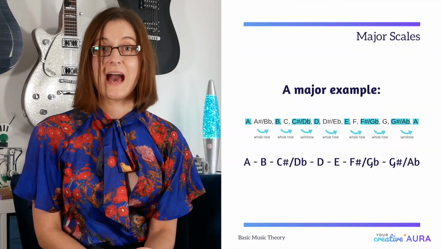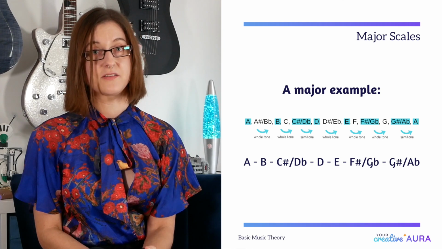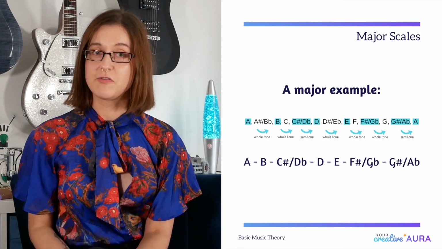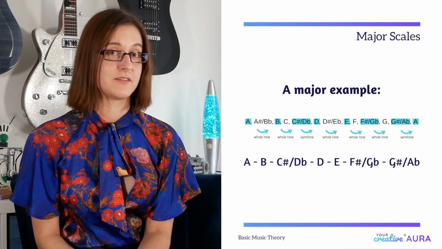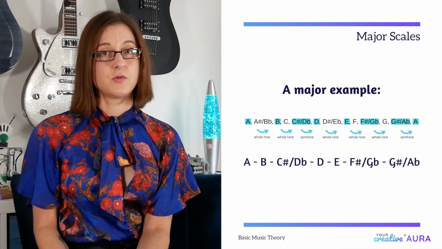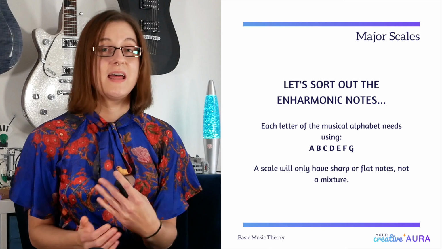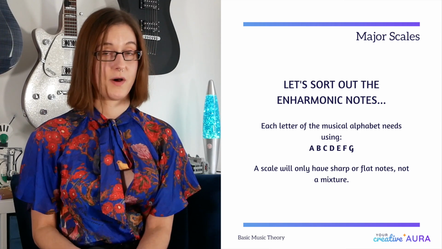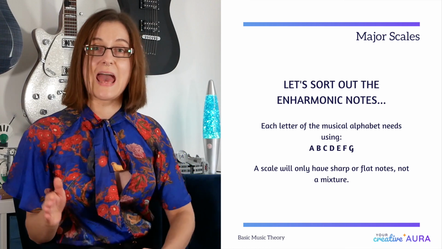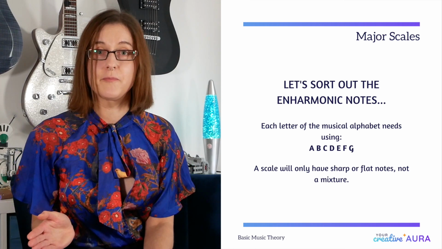The next step is to determine if we can label some notes as a sharp or a flat. Now as you can see with the A major scale example, we have 3 notes that have 2 names, enharmonic notes. We have the C sharp or D flat, the F sharp or G flat, and the G sharp or A flat. Now you will only use sharp or flat symbols in a scale, not a mixture of both. Therefore, if you figure out the first enharmonic note is a sharp, the following enharmonic notes will also be sharp.